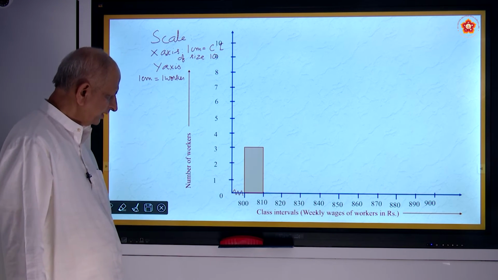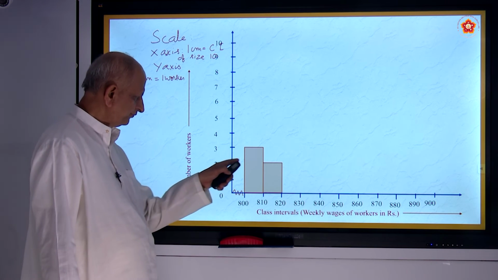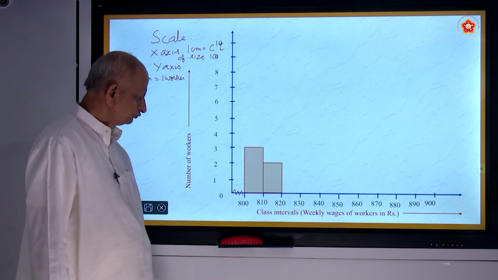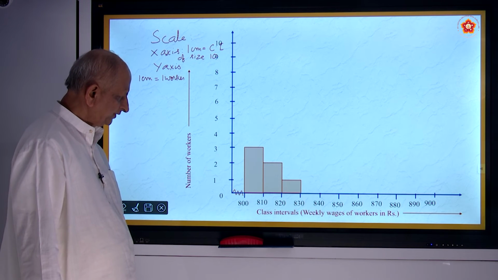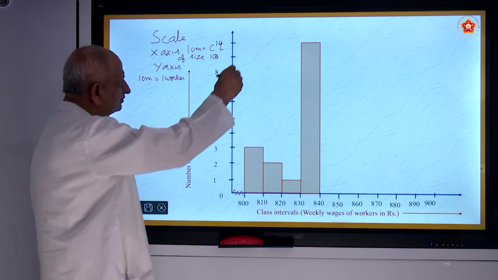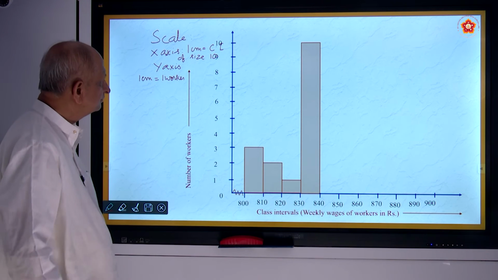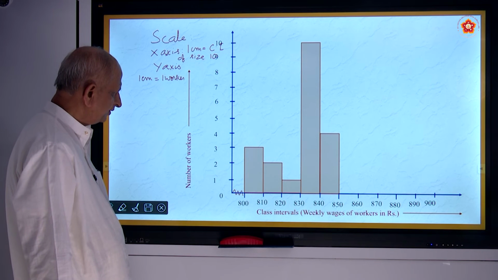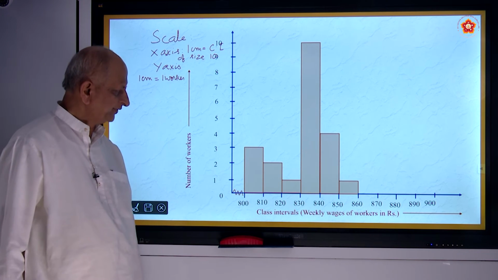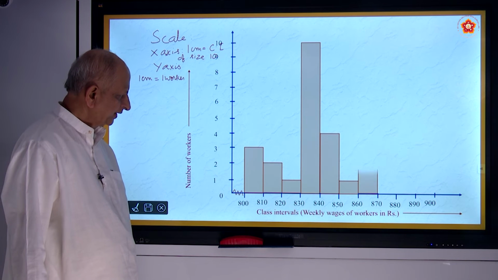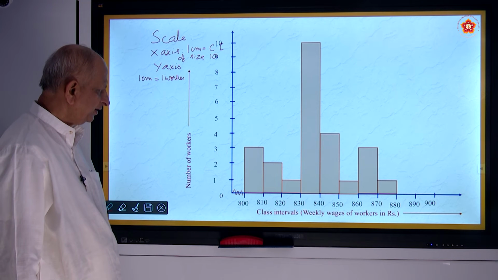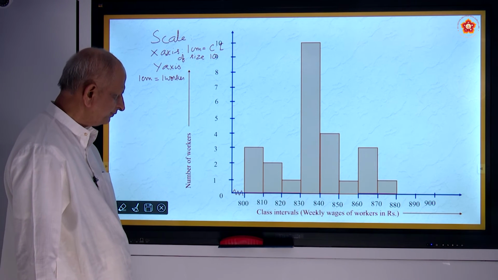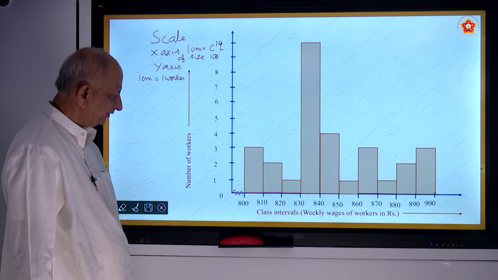diagram here. 810 to 820, frequency is 2. 820 to 830, only 1. 830 to 840, you have 10. 840 to 850, 4. 850 to 860, 1 again. 860 to 870, you have 3. 870 to 880, again 1. 880 to 890, 2. 890 to 900, 3.